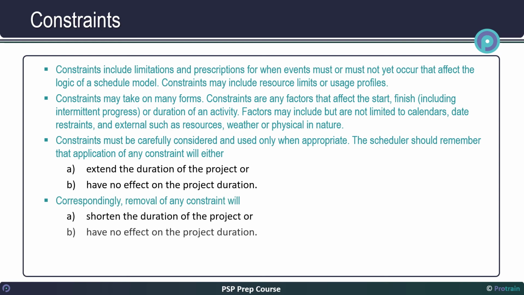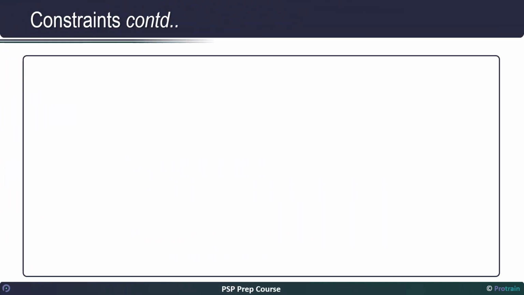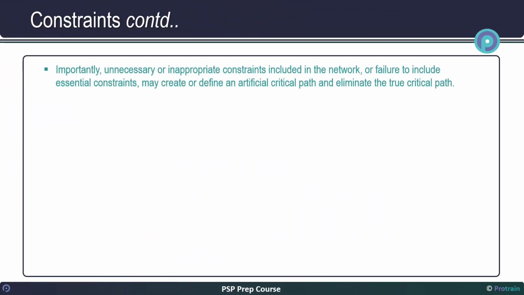Correspondingly, removal of any constraint will a. shorten the duration of the project, or b. have no effect on the project duration. Importantly, unnecessary or inappropriate constraints included in the network, or failure to include essential constraints, may create or define an artificial critical path and eliminate the true critical path.